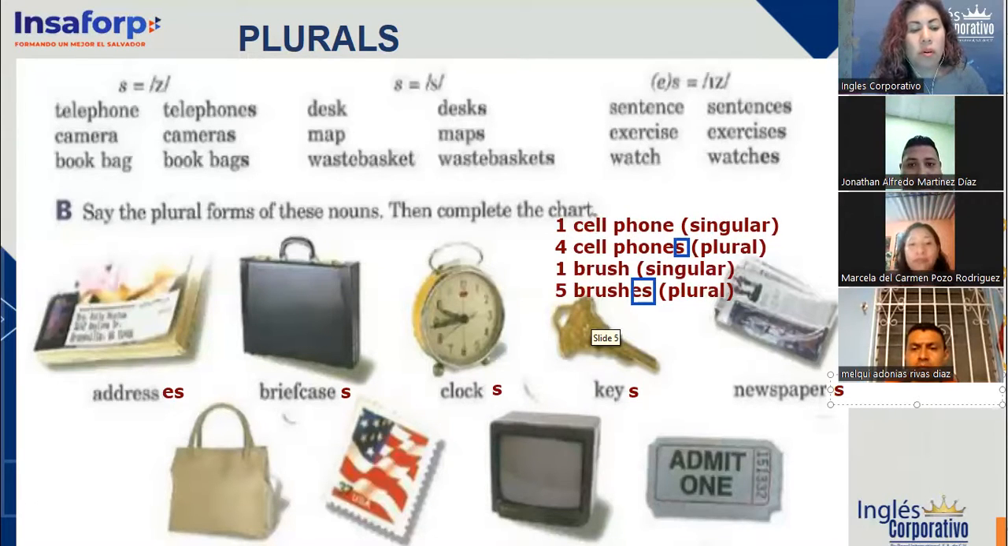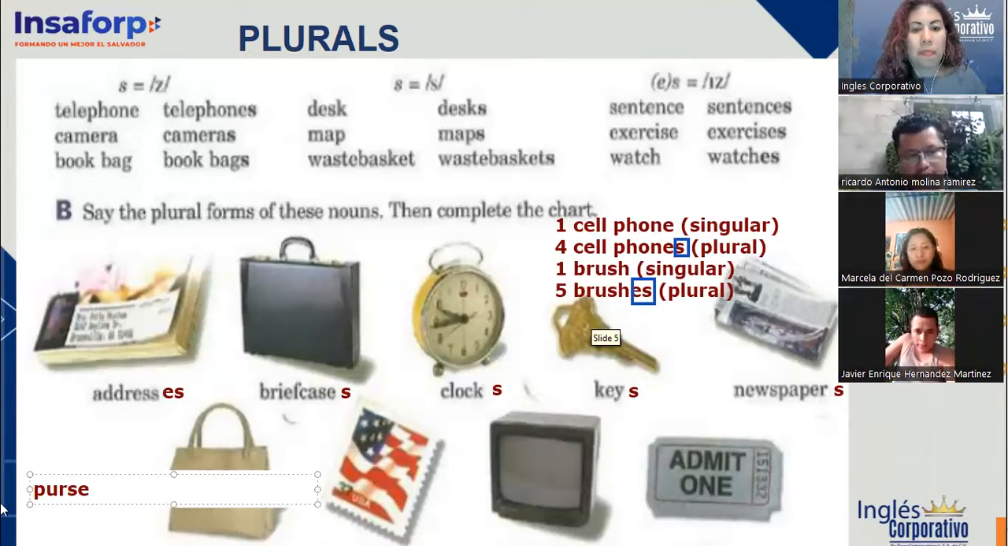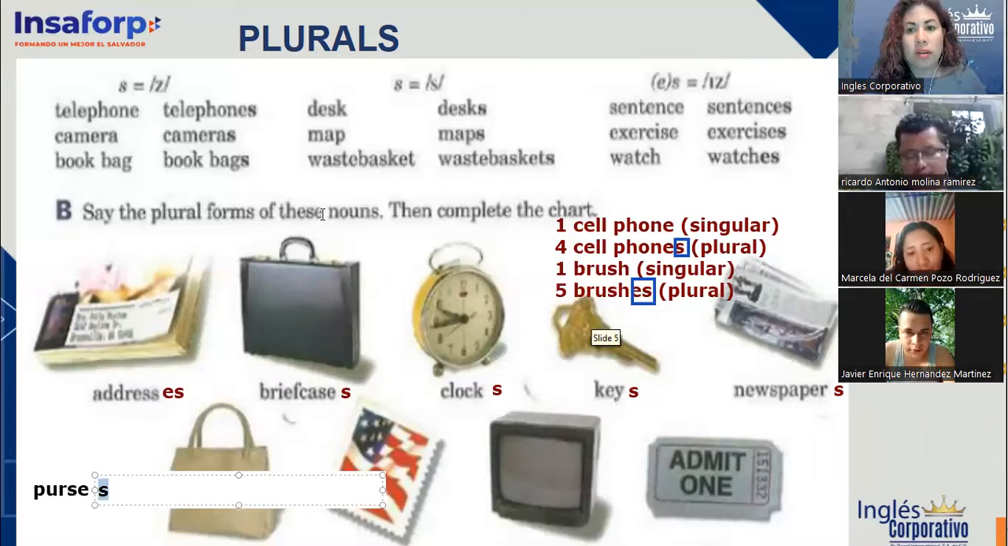Yeah, okay, so first. Curse. Curse. Con ese al final. Okay, so this one would be purse. Purses. It's very good.